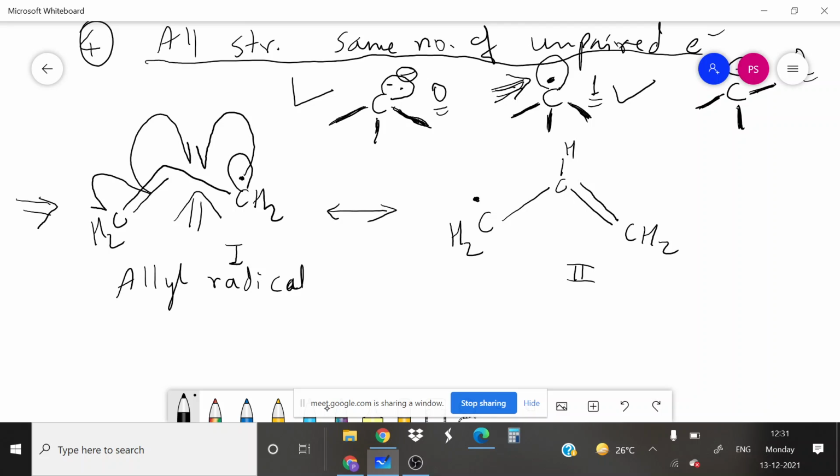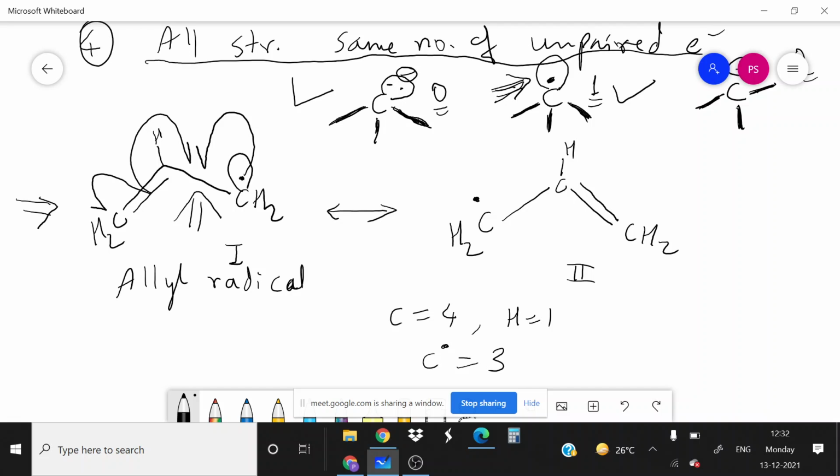And according to rule number 1, what is rule number 1? Valencies are satisfied. All carbons have valency 4, all hydrogens have valency 1, and the carbon free radical has valency 3. What is rule number 2? Position of atoms. In structure number 1, the formula is CH2, the linkage is CH2 CH CH2. In structure number 2, same, CH2 CH CH2.